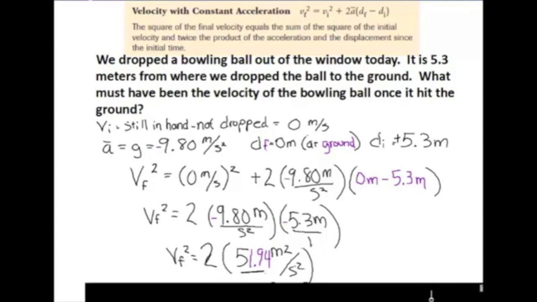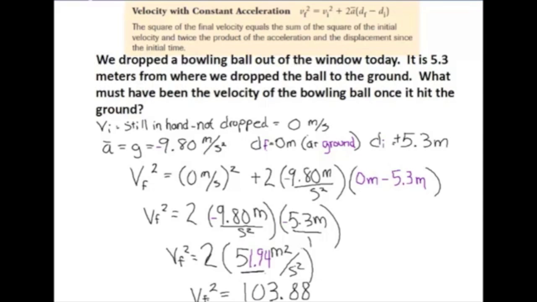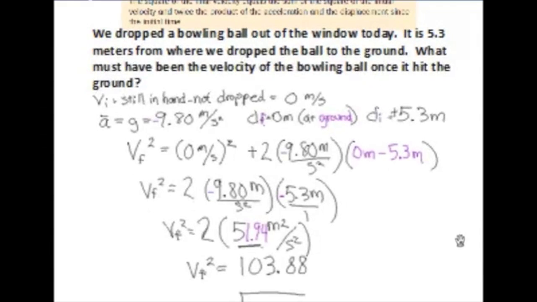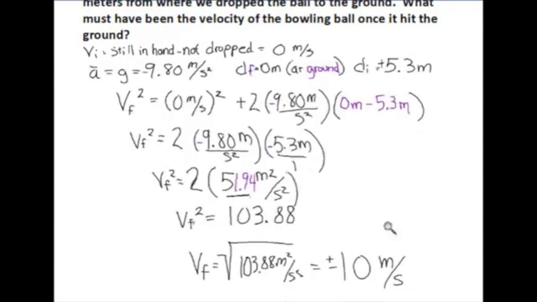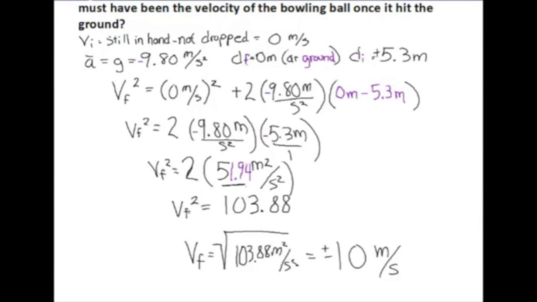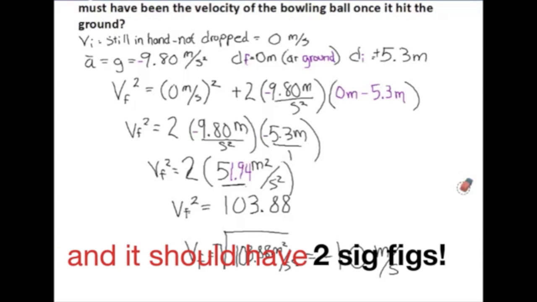So I have 2 times my acceleration, negative 9.80 meters per second squared, times my displacement, negative 5.3 meters. Simplify those last two: I have 2 times 51.94 meters squared per second squared. But to get VF, I'm going to have to do the square root. So VF equals the square root of 103.88 meters squared per second squared. And when I'm done, with significant digits, it's going to be either plus or minus 10 meters per second. Why did I erase the plus? Because it's downward. I know it's minus 10 meters per second.